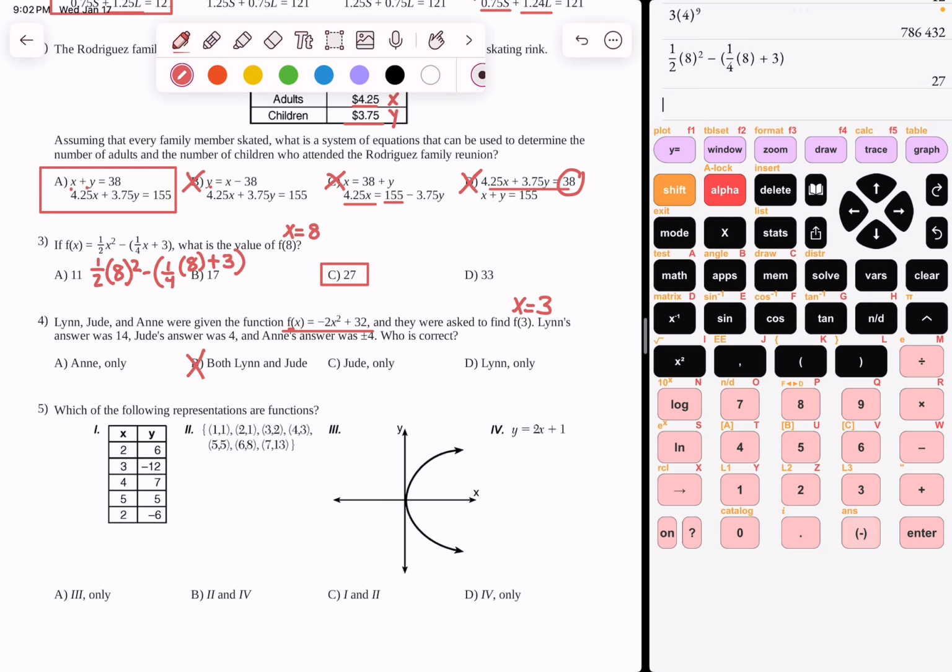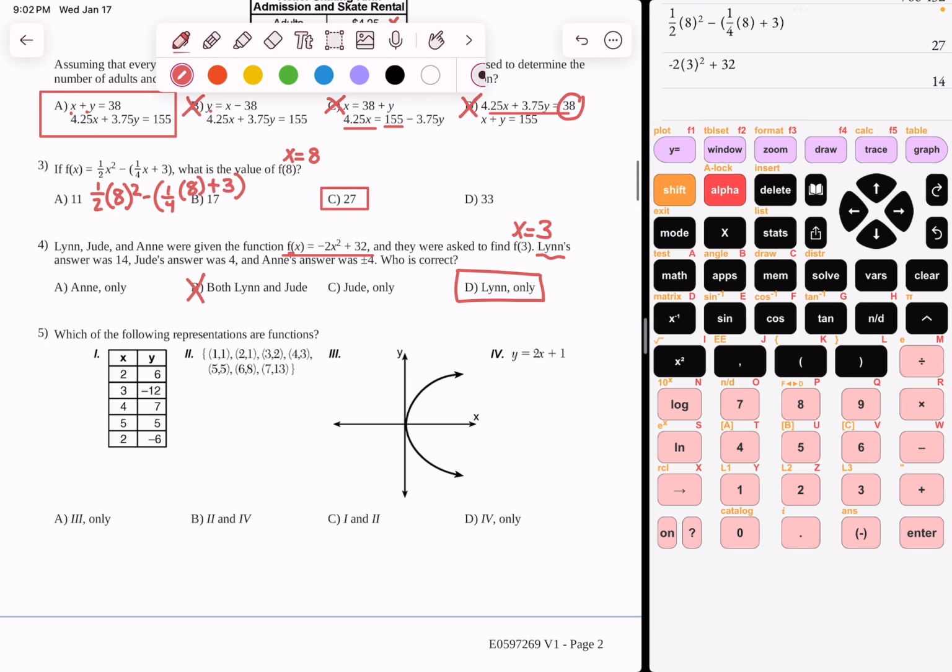I'm going to type in negative 2. I'm going to replace my x with 3, and I'm going to square it, plus 32. And when I do that, I get 14. Who said 14? 14 was Lynn. So my answer is choice D. Nice. All right, let's look at 5.